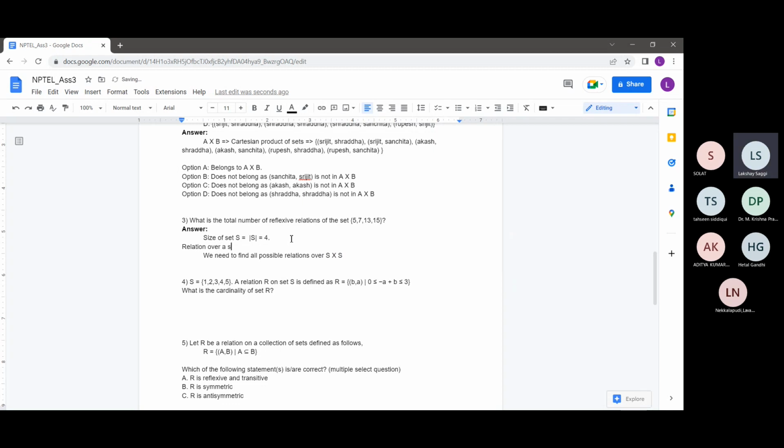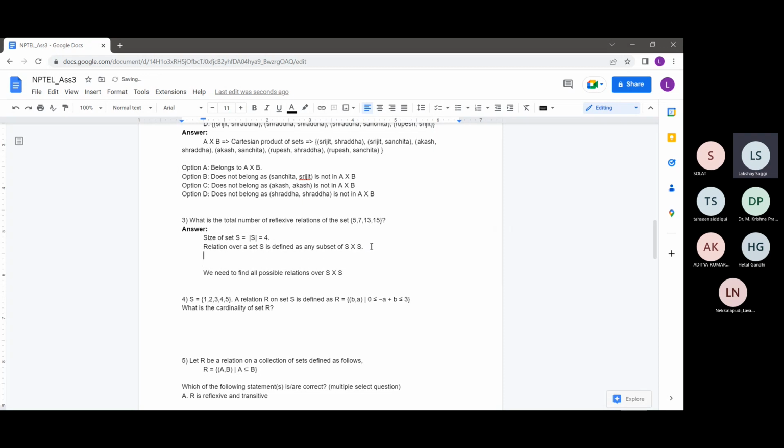A relation over a set S is defined as a subset of S cross S, basically any subset. So any subset of S cross S is a relation over S, and we need to find the number of them. So basically, this means that maybe I'll just come to this.